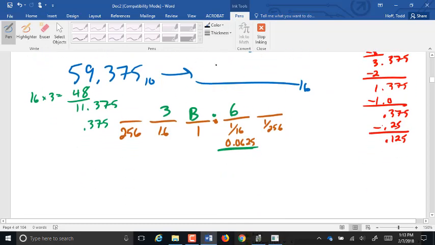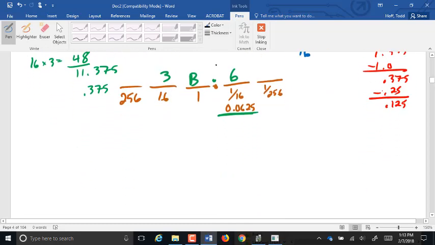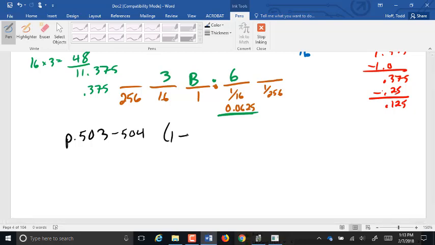In the packet you have page 503 to 504. These are converting binary to decimal, decimal to binary. We have to do 1 through 41, the odds. Again, you can skip around.